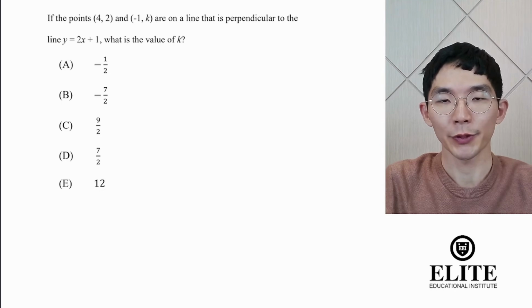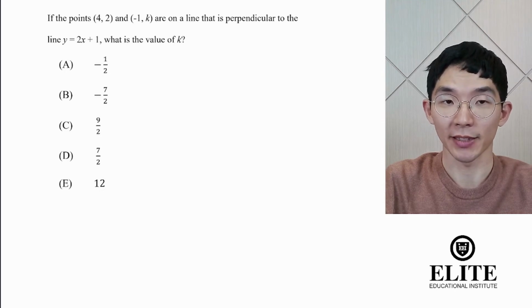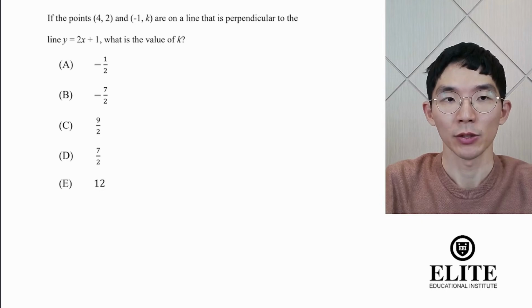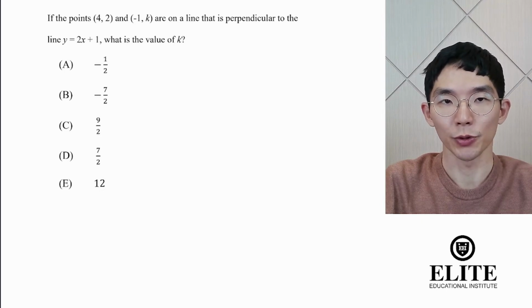Today, we'll be going over some problems that frequently appear in SSAT upper level mathematics. So let's get started. If the points (4, 2) and (-1, k) are on a line that is perpendicular to the line y equals 2x plus 1, what is the value of k?